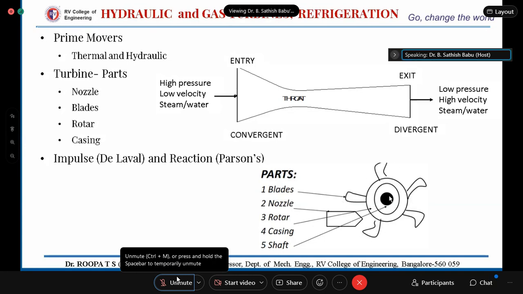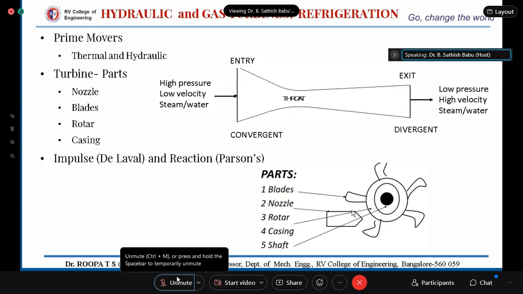So we have a rotor at the outer side. This is the central shaft on which this rotor will be mounted. On this rotor, we will be having the blades. The number of blades is also another component which needs to be taken care of while designing the turbine. So I have a shaft at the center. On this shaft, we have the rotor mounted. On the outer periphery of this rotor, we have blades.